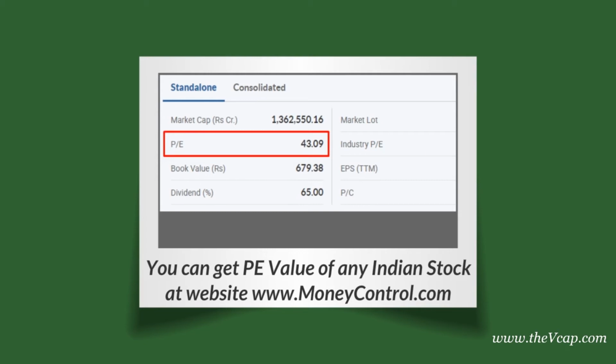You can get PE value of any Indian stock at website www.moneycontrol.com.